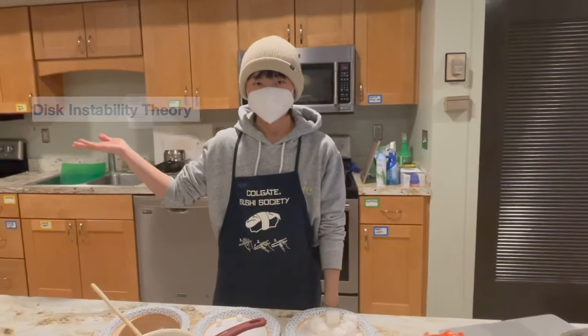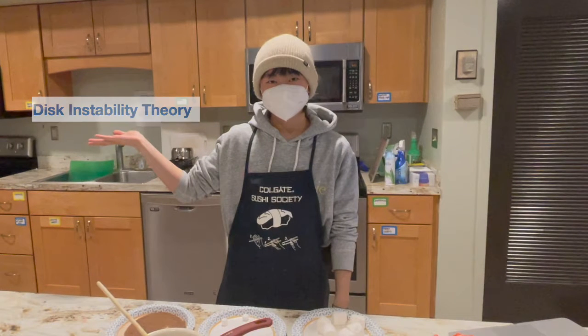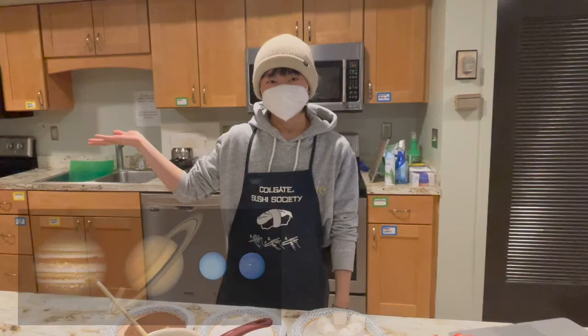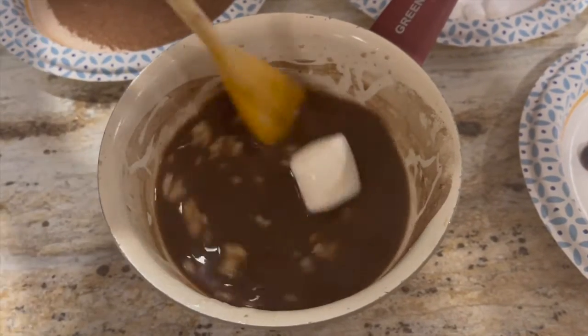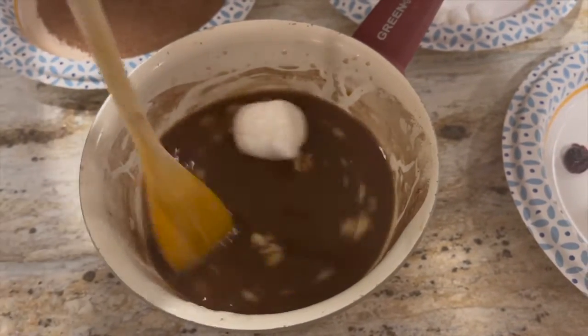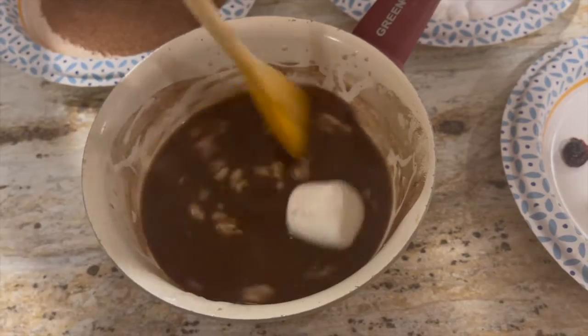On the other hand, the instability theory suggests that gas giants were formed due to the gravitational instability of the protoplanetary disk. To make our planet, we have to first sprinkle some dust into the pot. As you prepare your ingredients, be careful of the nutrition facts.